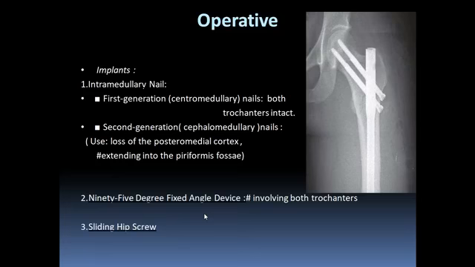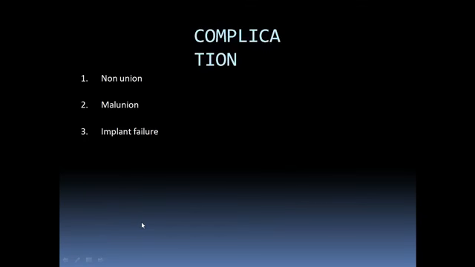And the choice of treatment is operative treatment in subtrochanteric fractures. The implant of choice is intramedullary nail. That is, first generation or second generation nails are available now. We call it proximal femoral nail. And we can also use the sliding hip screw here. And these subtrochanteric fractures may be complicated with non-union, malunion, and implant failure.